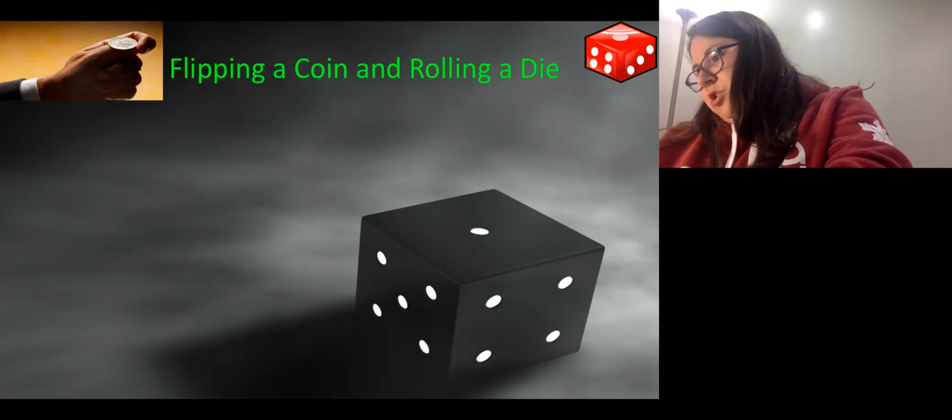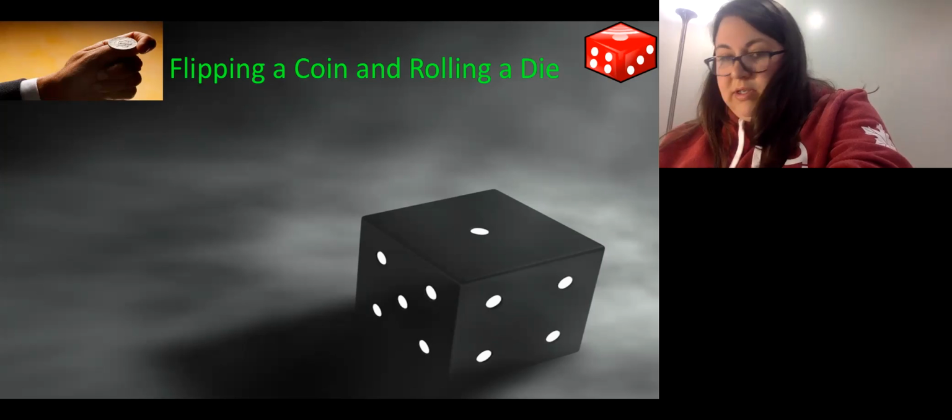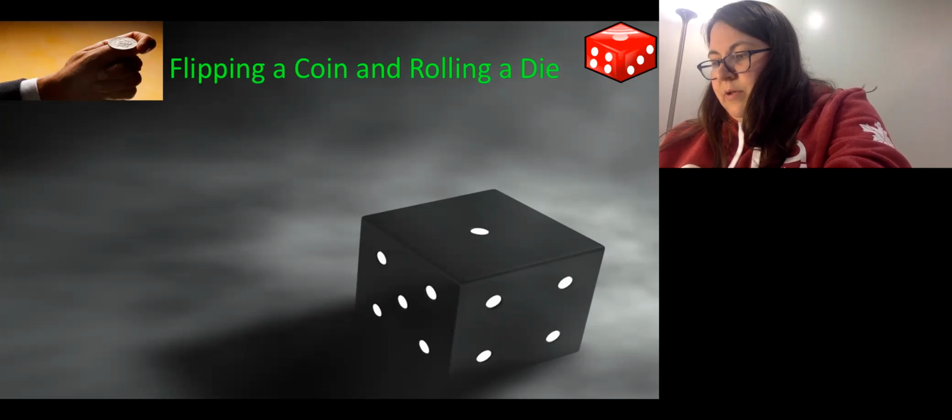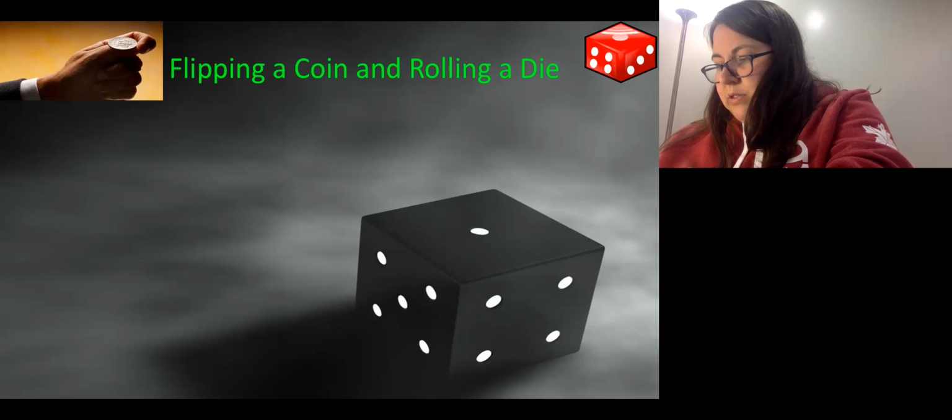Now my second choice is rolling a die, and I know that there are 6 options there. So if I flip a heads, I can get 1, 2, 3, 4, 5, 6 possibilities. If I get a tails, I can do the same thing. I can get 1, 2, 3, 4, 5, 6 possibilities.